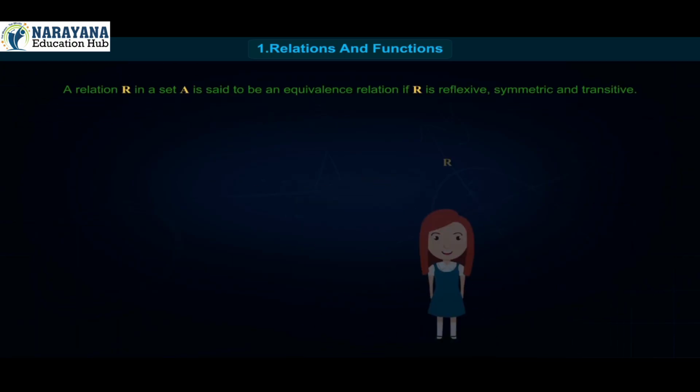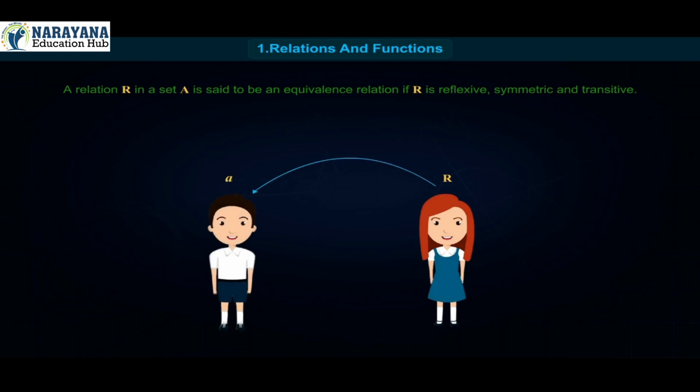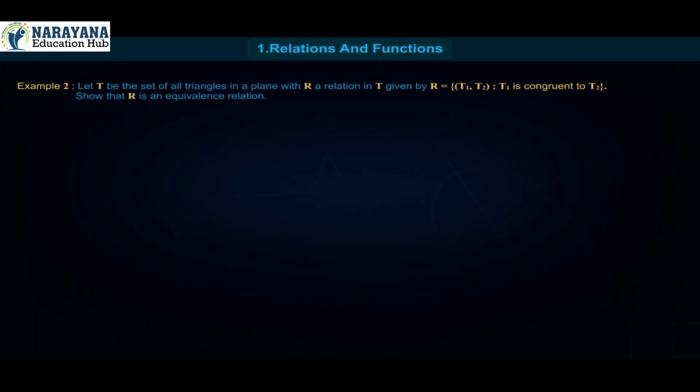Definition 4. A relation R in a set A is said to be an equivalence relation if R is reflexive, symmetric, and transitive. Example 2. Let T be the set of all triangles in a plane with R a relation in T given by R is equal to the set of ordered pairs (T1, T2) such that T1 is congruent to T2. Show that R is an equivalence relation.